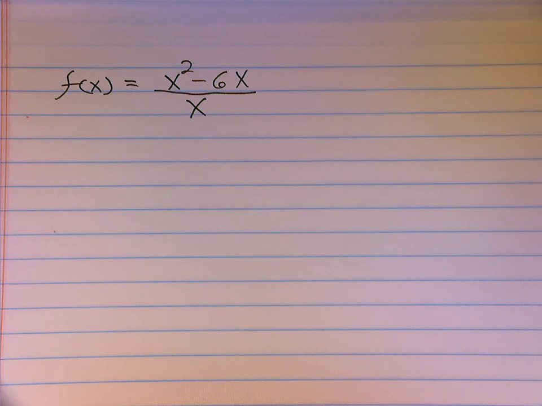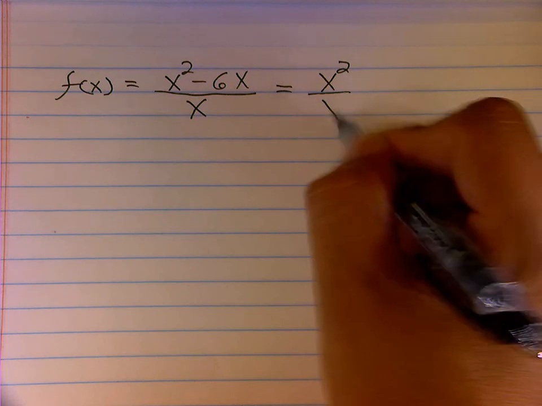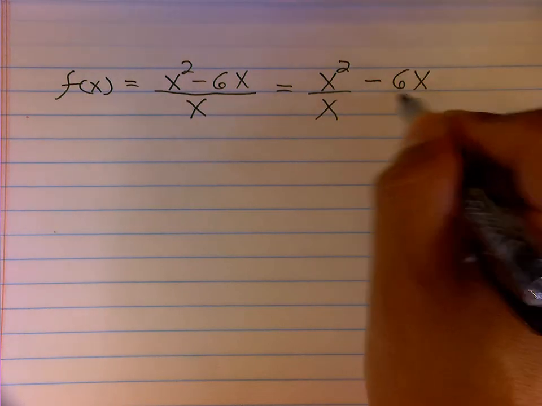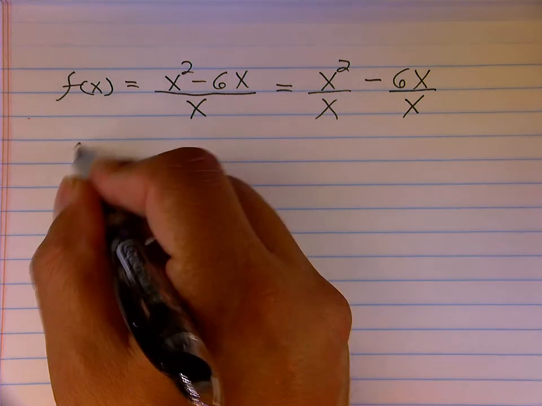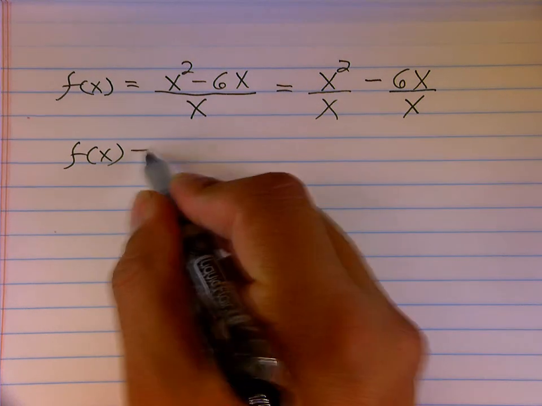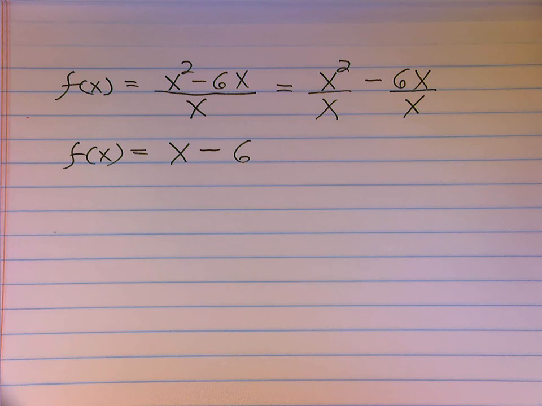This one is possible to rewrite as a polynomial function, because if I have addition and subtraction in the numerator, I can split this into individual terms, and I can reduce each one of these individual terms. And this is a polynomial with a power function and a constant. More than one term makes it polynomial.